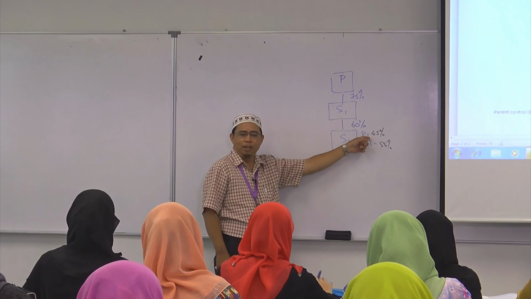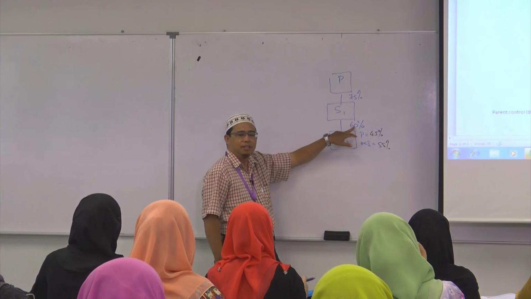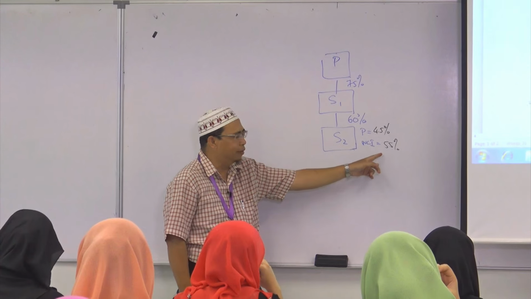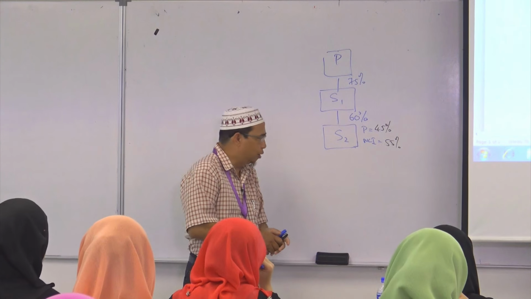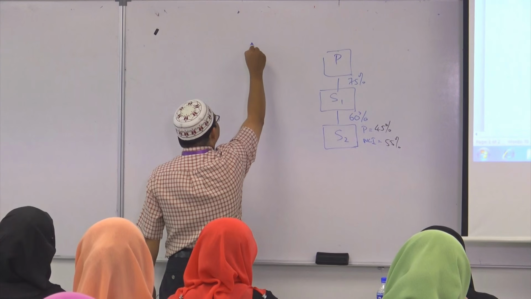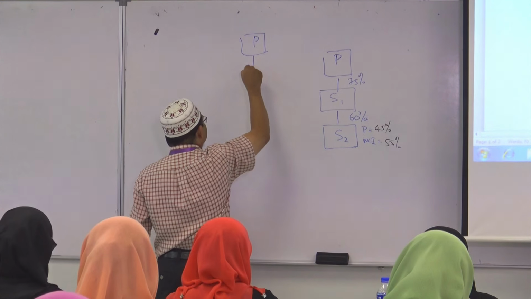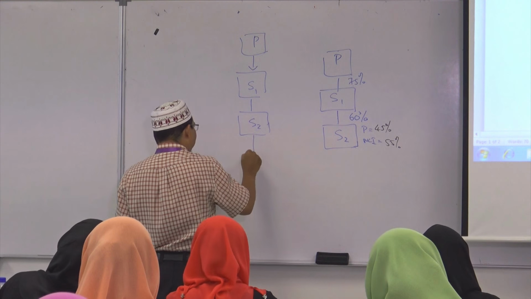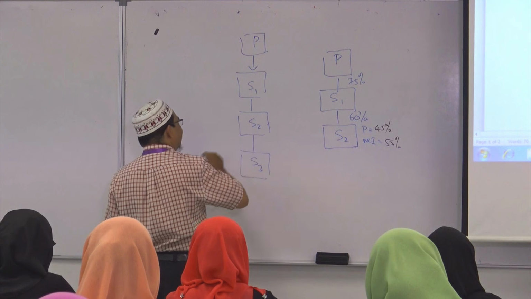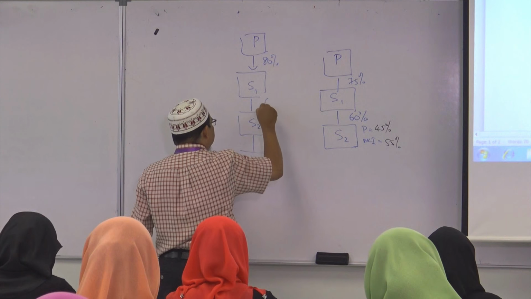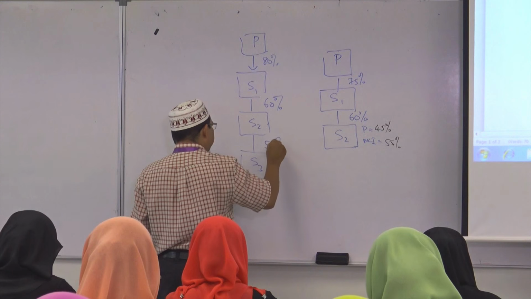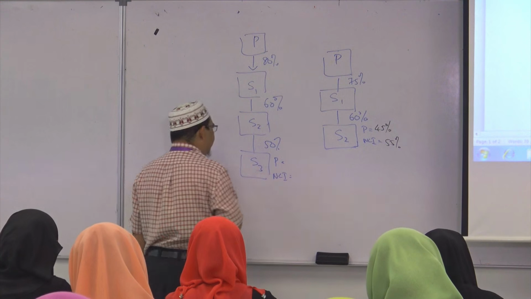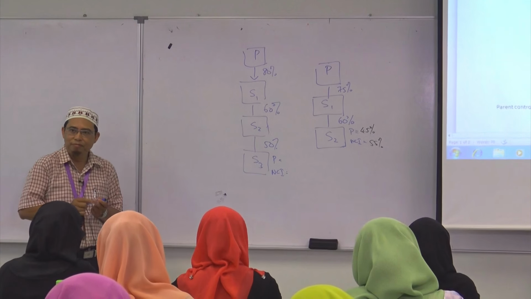So parent is 45 because 75 times 60%, or 3/4 of 60, isn't it? So 45%. So NCI 55. Okay. So how about this one? Put it further up. 80%, 60%, 50%. Subsidiary 3, what was the parent, what was NCI? 24.